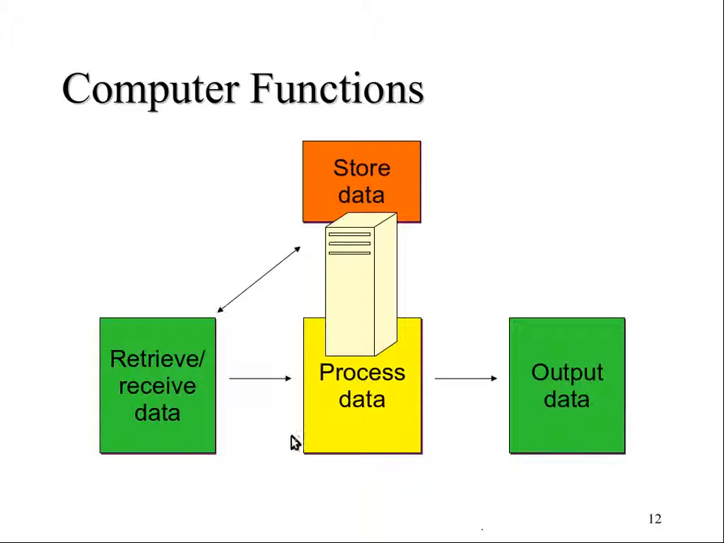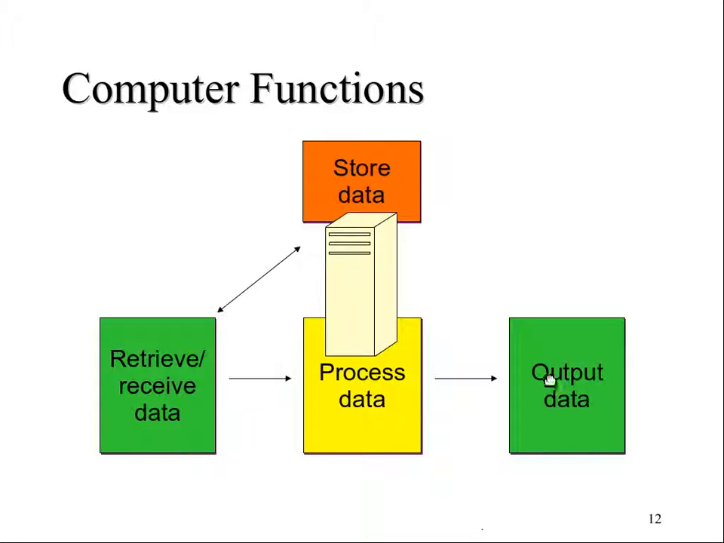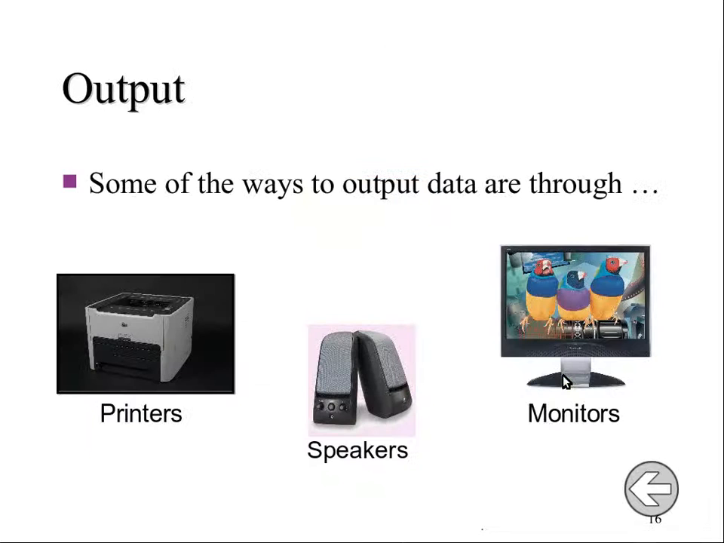And then finally, when we say retrieve, or when we say receiving data, we could mean getting the data back from a storage device such as a hard drive or flash drive, or we could mean getting the data from some input device such as a keyboard and mouse or a camera. And then outputting data means we have to have some way to display, and that would be an output device such as a monitor, a printer, or a speaker, just to name a few.